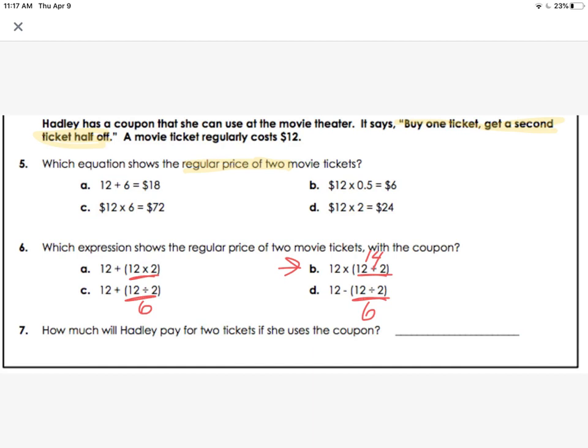After you solve number 6 and you figure out which one shows how you're going to find that answer for 2 movie tickets using that buy one get one half off coupon, that answer you chose for number 6 is going to help you solve for number 7. How much will Hadley pay for 2 tickets if she uses the coupon? So if she buys 1 ticket full priced and gets another ticket for half price, how much will she spend total? Please show your work and write your answer onto the line next to the question.